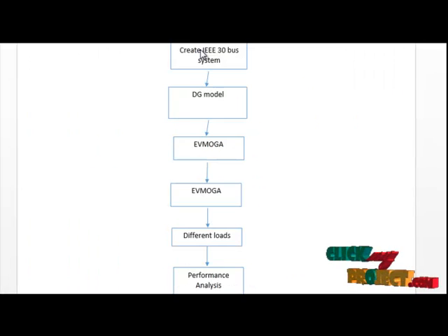This is the flow diagram of our process. First, we have to create the general structure of the IEEE 30-bus system. The next one is the DG model, that is, the distributed generation model. It's also called on-site generation, dispersed generation, embedded generation, or decentralized energy. Distributed energy or district energy generates electricity from many small energy sources.